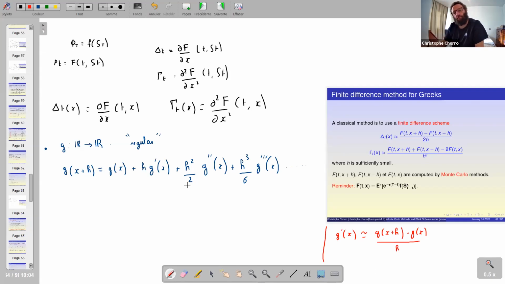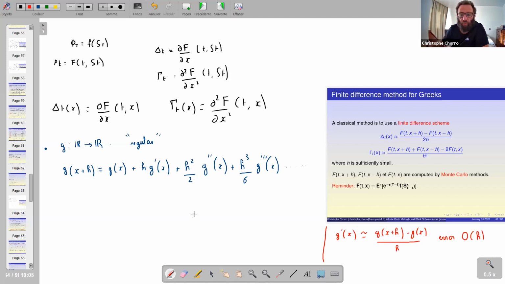And if I do this, I will make an error. The error in this situation, the error I make if I use this, is a big O of h. Because if you take this difference here, you will obtain something that I can write as h times something that is converging toward a constant. So it's a big O of h. So it's one way to approximate the derivative that we use in general.